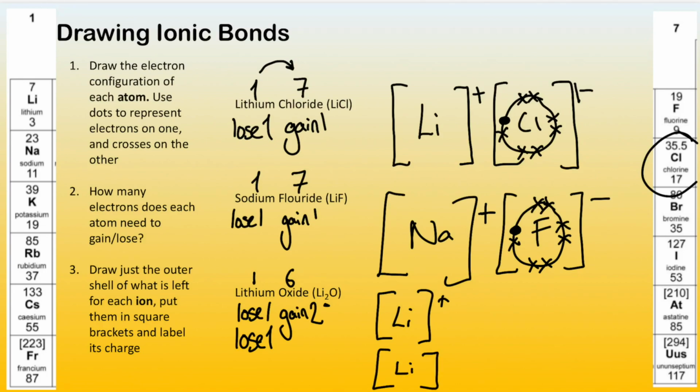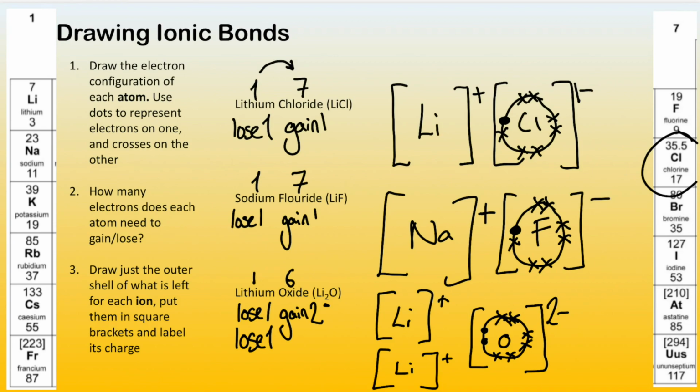Li plus, and then you draw your 1 oxygen with its outer shell: cross, cross, cross, cross, cross, cross. There's its 6 original electrons it had in its outer shell because it's in group 6. And then 2 more that it's gained from each of these lithium. That goes in square brackets, and because it's gained 2 electrons, it's not just minus, it's 2 minus.